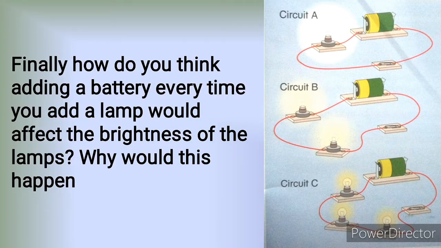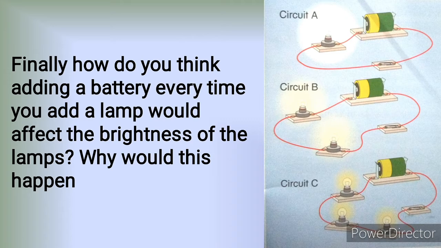And finally, how do you think adding a battery every time you add a lamp would affect the brightness of the lamps? Why would this happen? So we are trying to add a lamp and a battery, a lamp and a battery. The glow of the first one, if I add just one lamp and one battery, I will still maintain this glow. All right, and because it is series, I will still maintain the same current flowing through them. Okay, and the bulb will still be glowing.